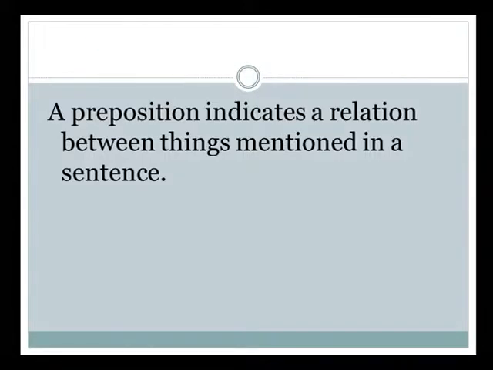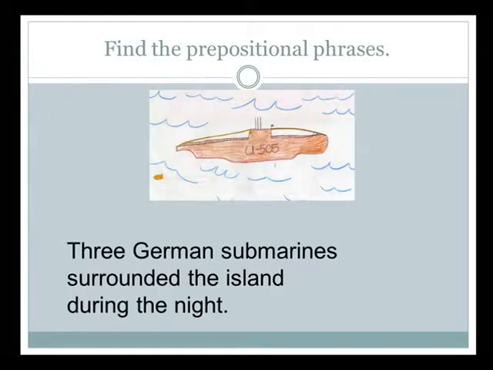Now, let us do a few practice questions. Here you have a sentence in front of you. You should identify which preposition we are using and what the prepositional phrase is. The sentence goes like this: 3 German submarines surrounded the island during the night. Let us see what the preposition and the prepositional phrase are here.